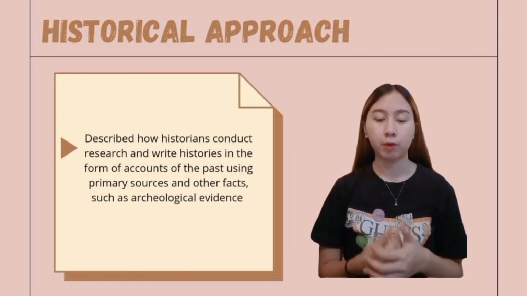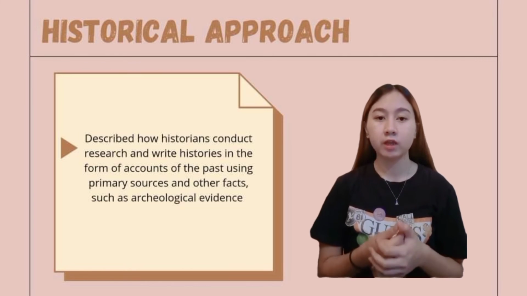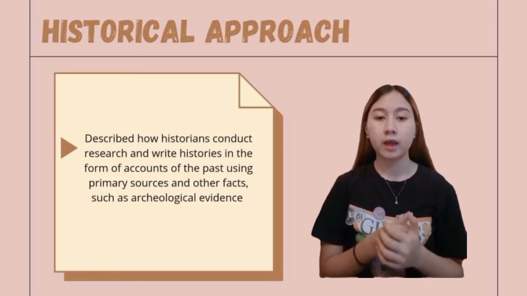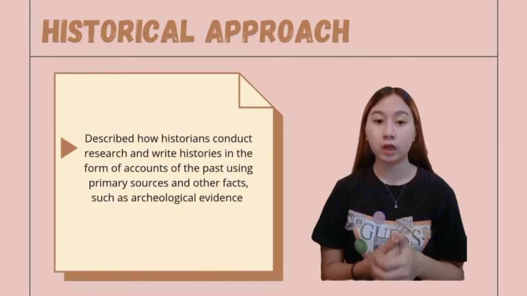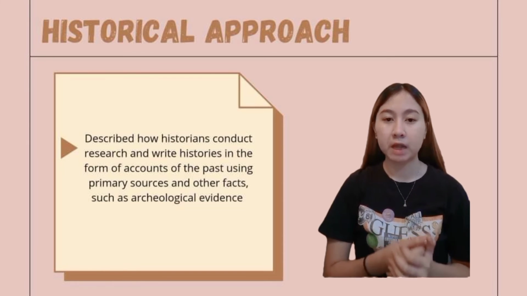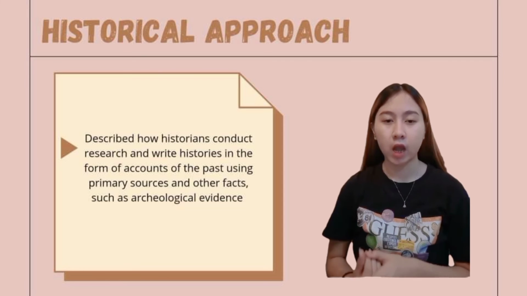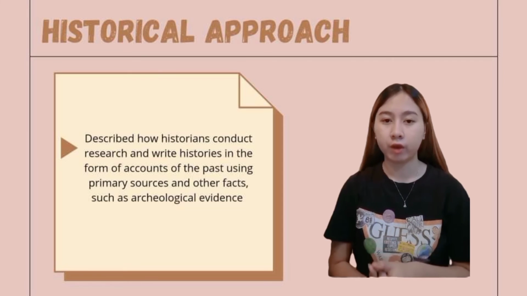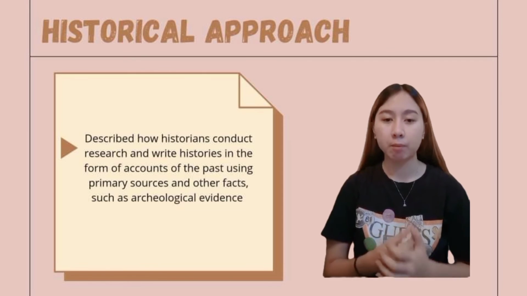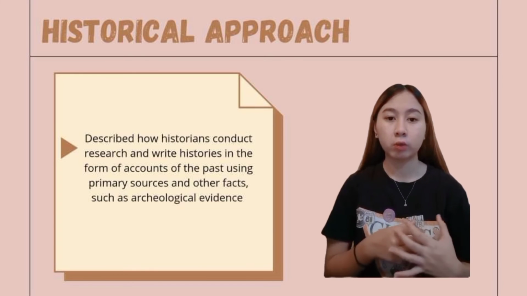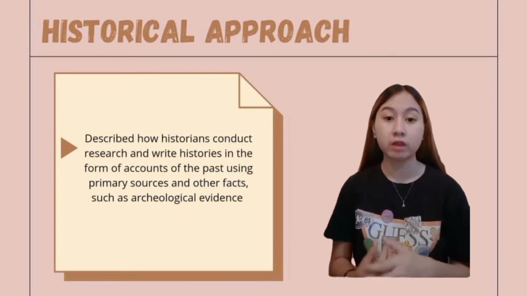Next is historical approach. Historical approach describes how historians conduct research and write histories in the form of accounts of the past using primary sources and other facts such as archaeological evidence. Now, since of course it's about history, then we're going to talk about the past events and how these events affect our present and how they may affect our future. This may involve a careful and thorough understanding of what happened in the past and how these, in one way or another, give changes to what we have in the present and what we're going to have in the future.